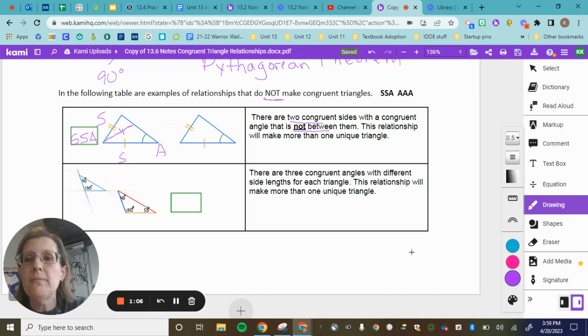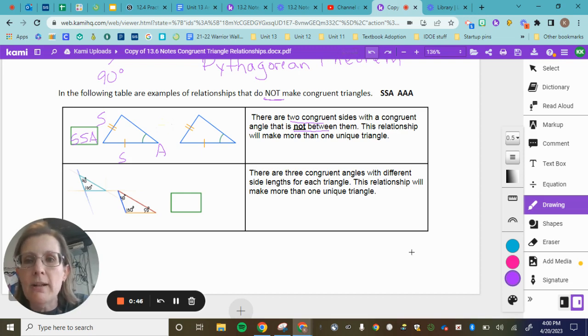Or actually, I'm sorry, it should have been out. It could go out and still be the same length, but it doesn't work. So you cannot just look at 2 sides and the angle that's not in between them. If you have 2 sides and the angle not in between them, it is not proof that it's congruent.